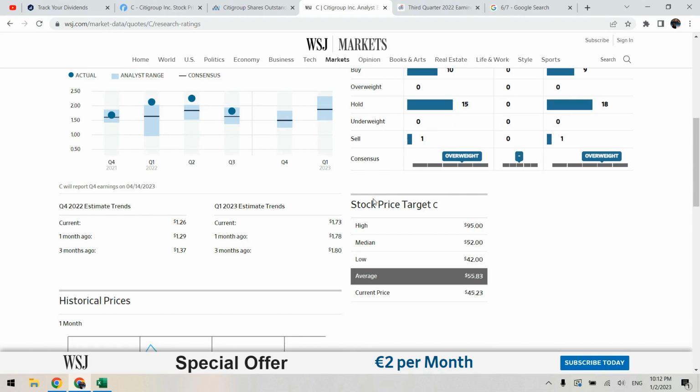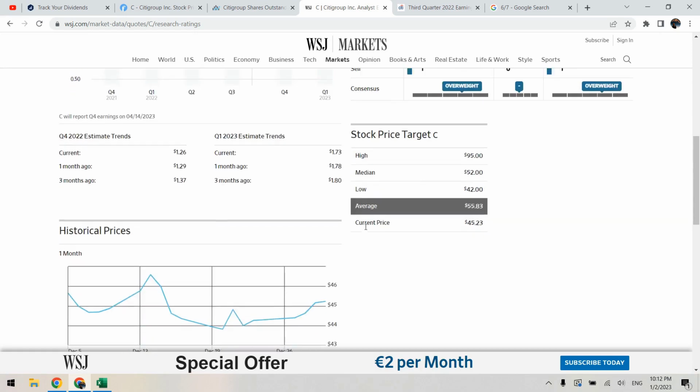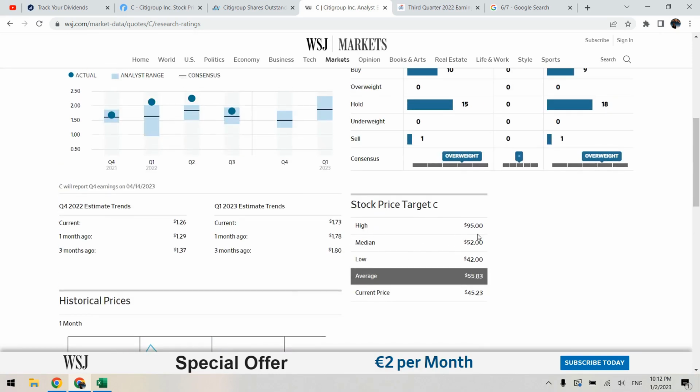And let's take a look at the stock price target, which is also a really great metric to analyze. So the current price is $45 per share. And the lowest price that is projected for the company is $42, which again is less than a 10% difference in the estimation. But the median is $52, so it's like 20% more than the current price. And it's considered to be the median or the average. And the high might be $95, which I really like because, again, we are talking about a bank.